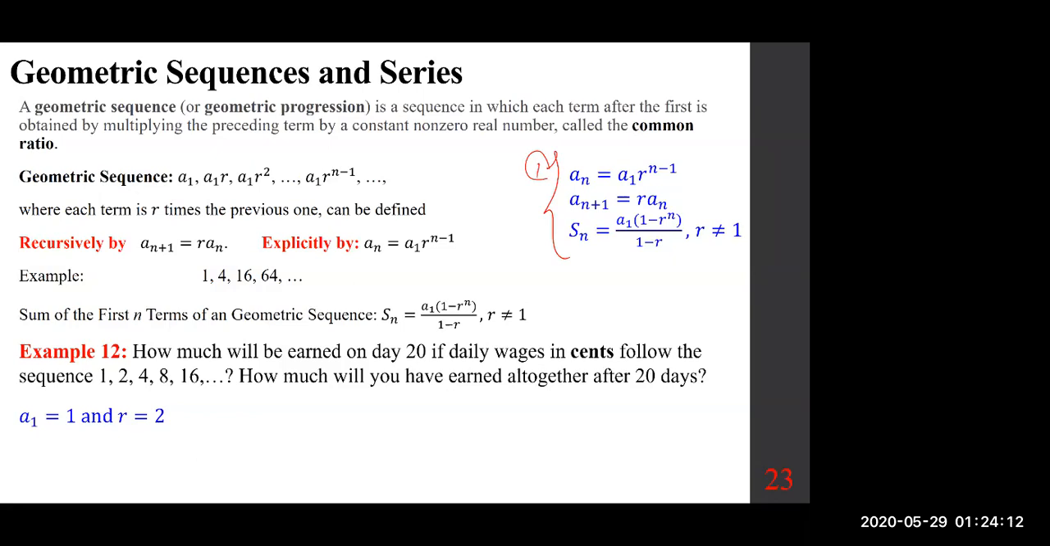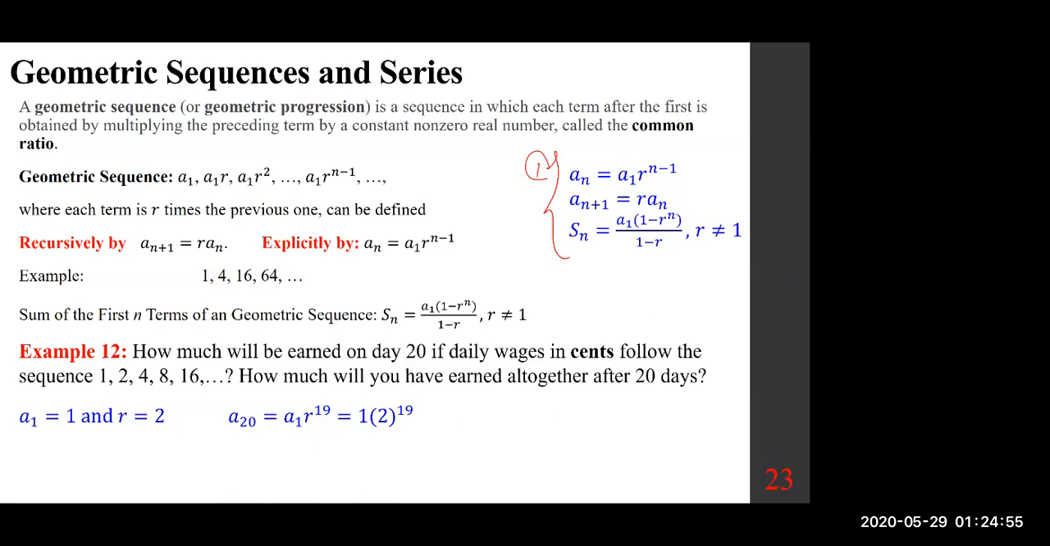And so on day 20, we want A sub n. So we are going to use the first formula at the very top. And we want A sub 20. So we are going to use the first formula where A sub 1 is replaced with 1 and R is replaced with 2 and n is replaced with number 20.